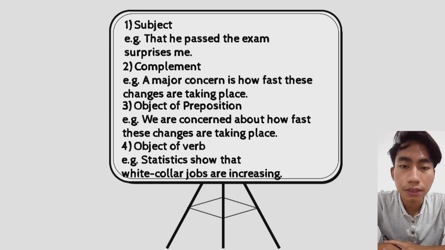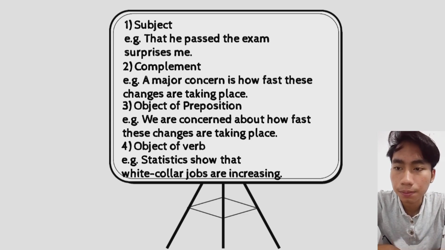The next one is object of preposition. Noun clause follows a preposition to complete the meaning of the prepositional phrase. For instance, "We are concerned about how fast these changes are taking place." In this sentence, the noun clause is "how fast these changes are taking place."